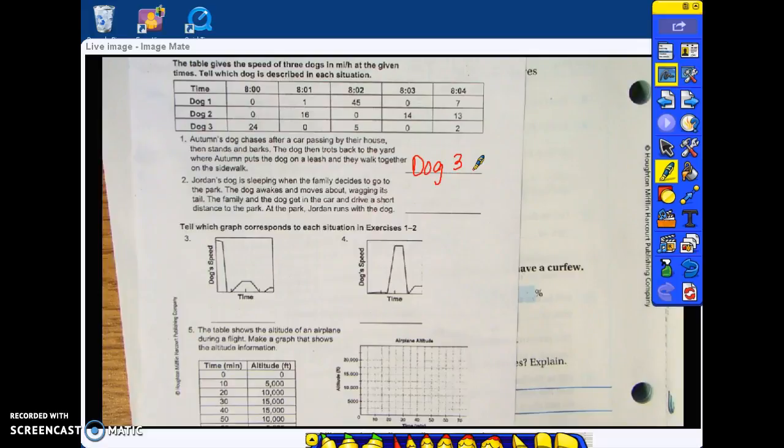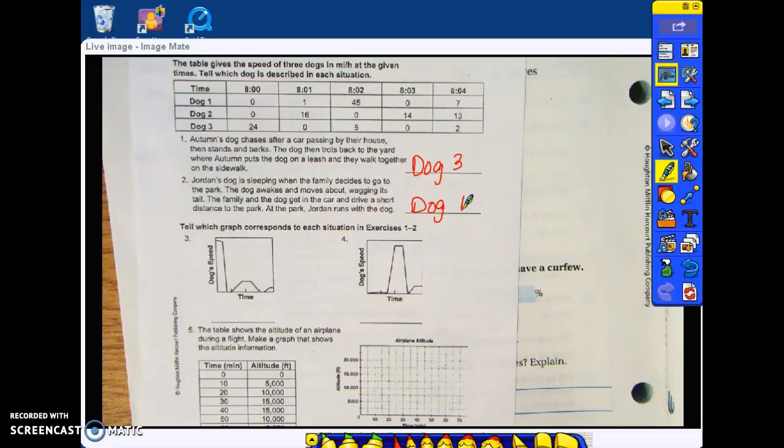Then they get in the car and drive. The dog doesn't get up and automatically start running 16 miles an hour. He gets up and starts moving about, then gets in the car, and the car drives to the beach at 45 miles per hour. When he gets out of the car, he's standing there until he starts running with Jordan. So that is describing dog 1.